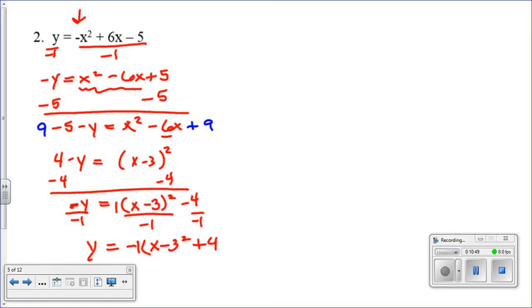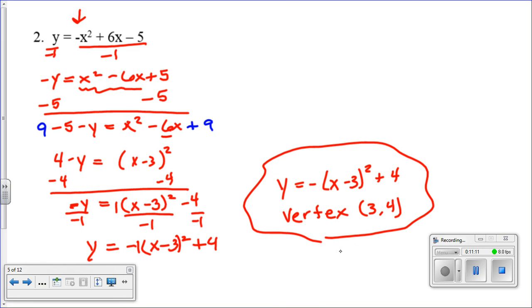So essentially our answer here is y is equal to negative x minus 3 binomial squared plus 4. Now, my vertex is going to be 3, 4. Let's try another one.